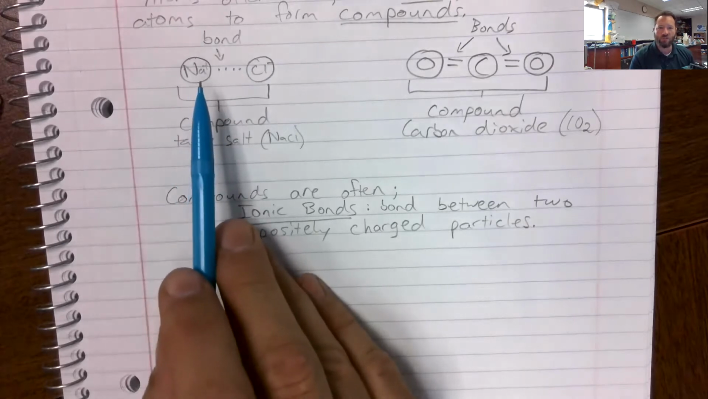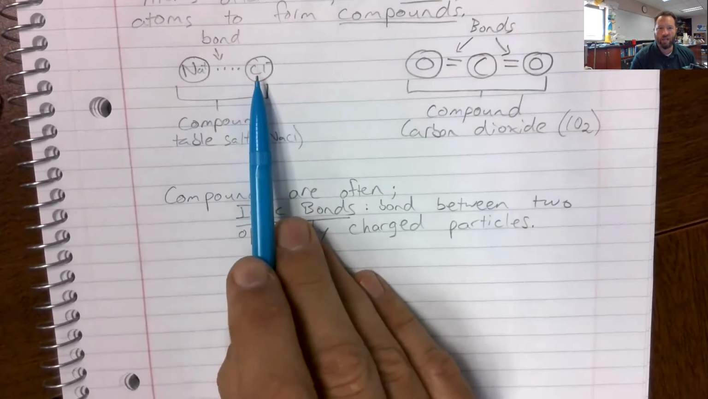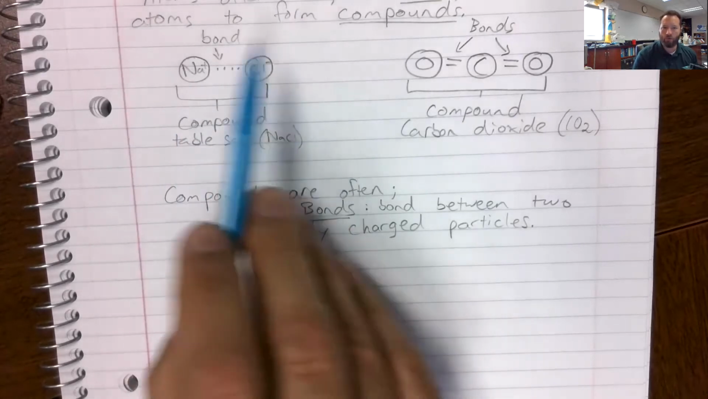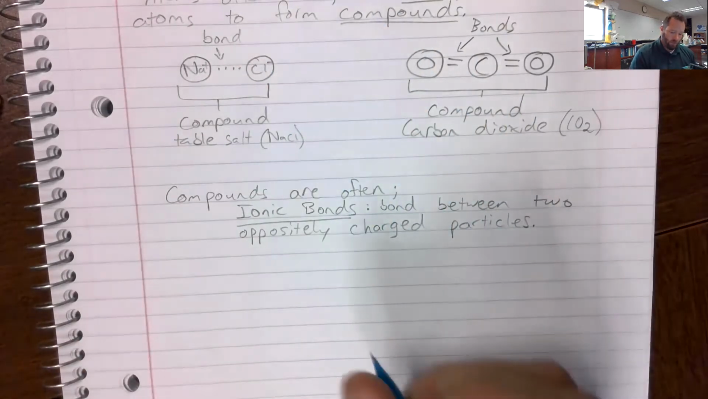I don't know if you noticed, I drew that plus symbol above the sodium and the negative symbol above the chloride. It's actually that positive and negative that creates the bond that holds these two atoms together.